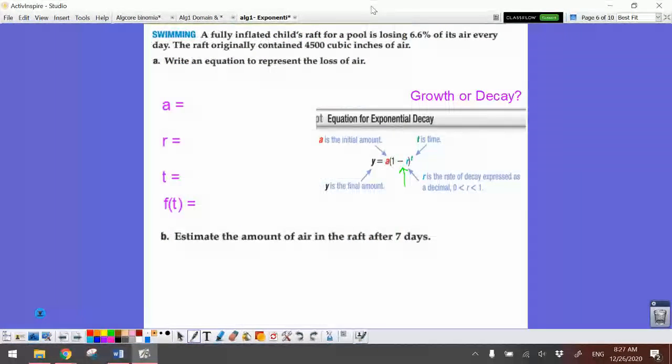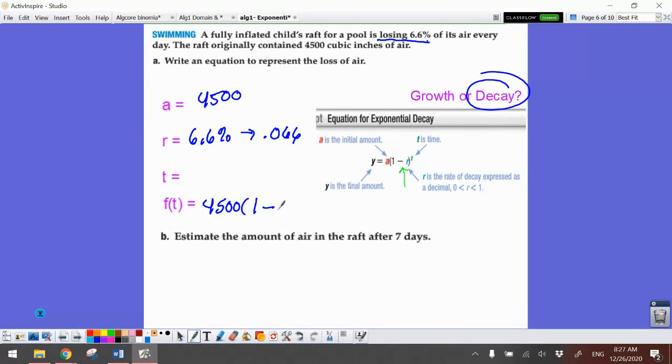So we have a fully inflated children's raft for a pool that is losing air. Okay, so losing is important because that means it's going down. It's going to be a decay for every day. So it originally contained 4,500 cubic inches of air. So I know that I'm starting with 4,500. And it says it's losing 6.6%. Well, that as a decimal is 0.066. So my function so far is 4,500 1 minus, because it's decay, 0.066.